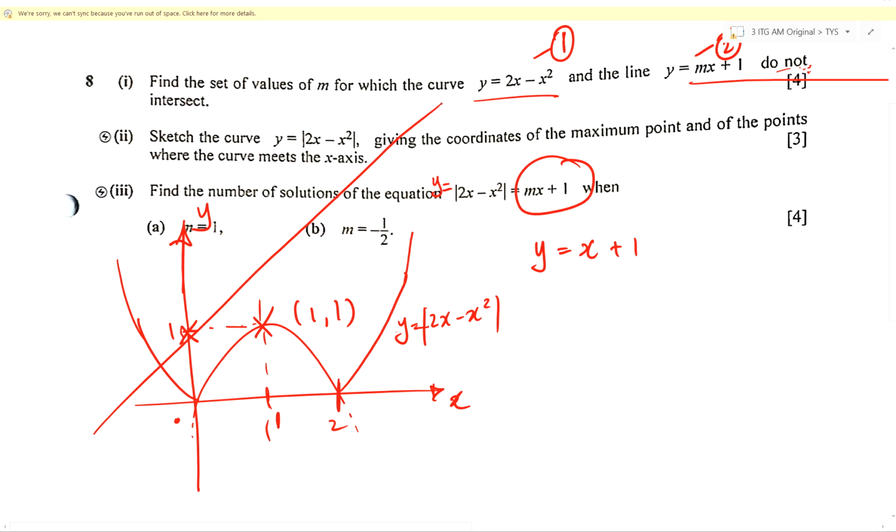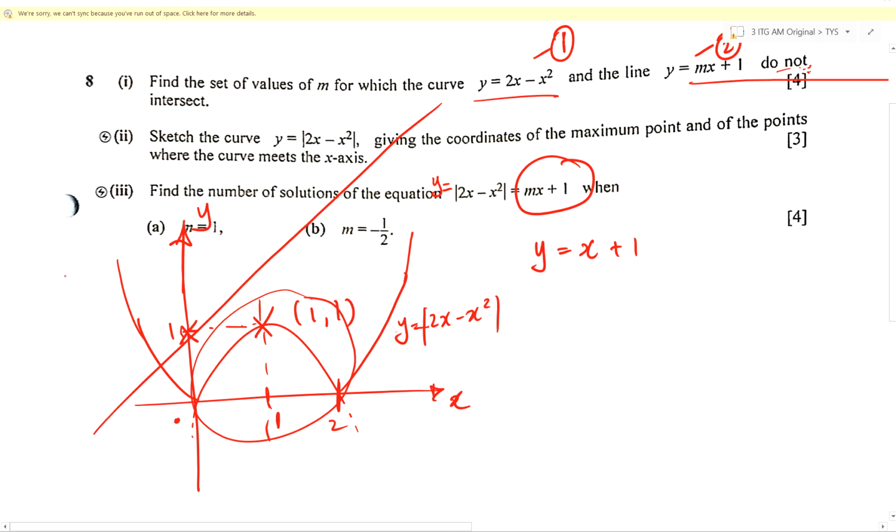Do you think it will cut this portion of the curve? You can take a ruler, you try to angle it. There's no way you will meet this center part of the quadratic curve. The only time when you will touch the middle portion is if your line is horizontal, but that must mean that the gradient equals 0, which is not the case over here. It is a positive gradient of 1. So it has to look like this.